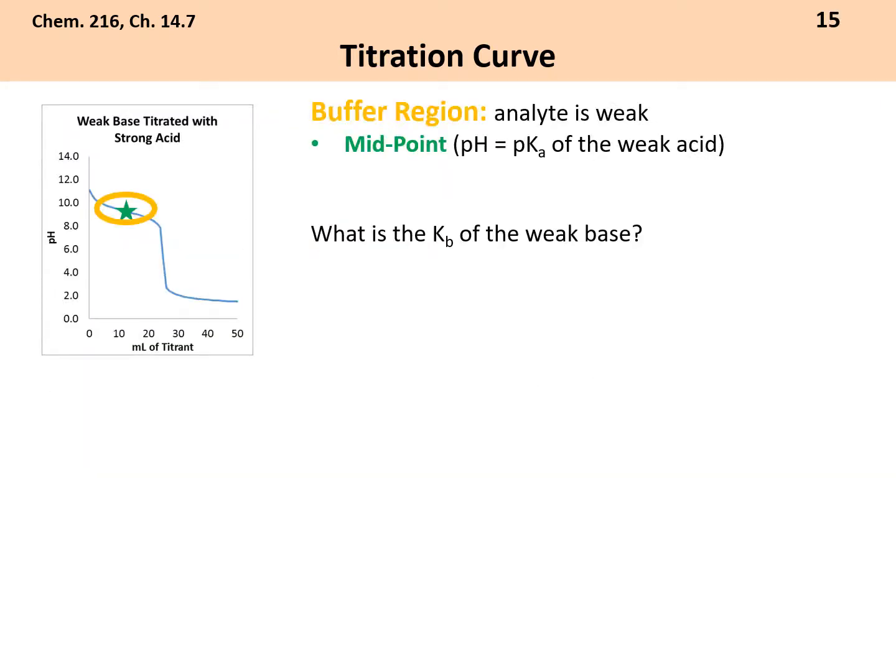Let's go ahead and do one more problem. This one we'll do here, and that's because this is a little weird. Here we have a weak base and we're titrating it with a strong acid. Let's say I wanted to figure out the Kb of that weak base. What do we know about the midpoint? The pH equals the pKa of the weak acid. So what that means is, let's go ahead and do this on the board.